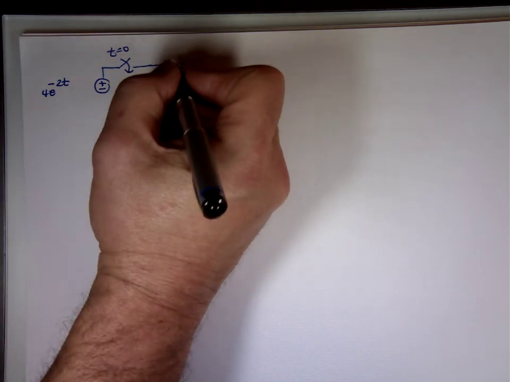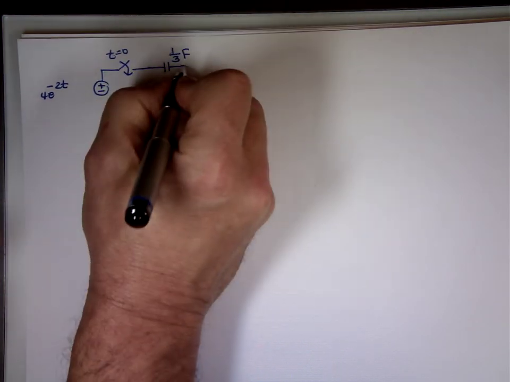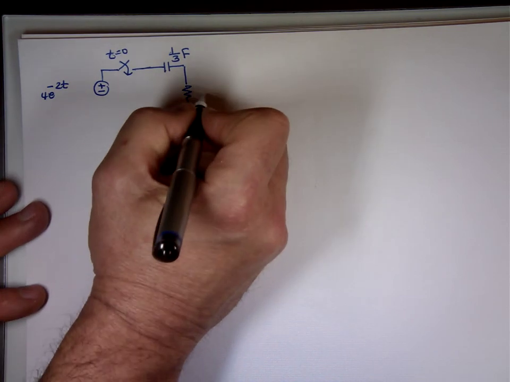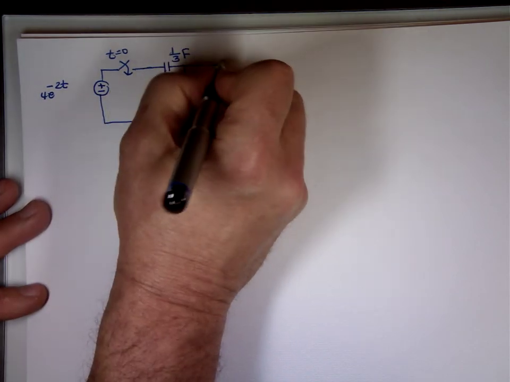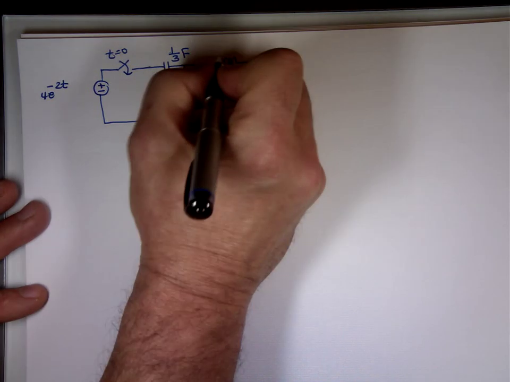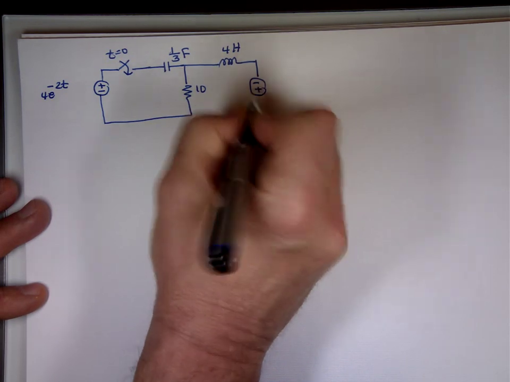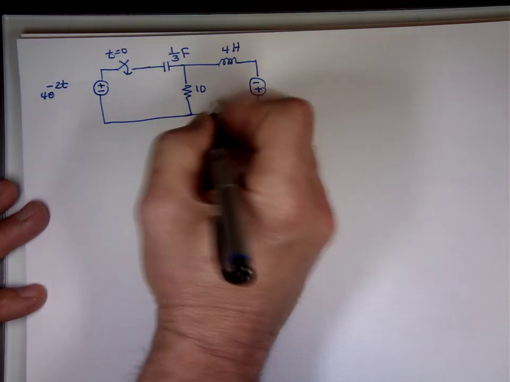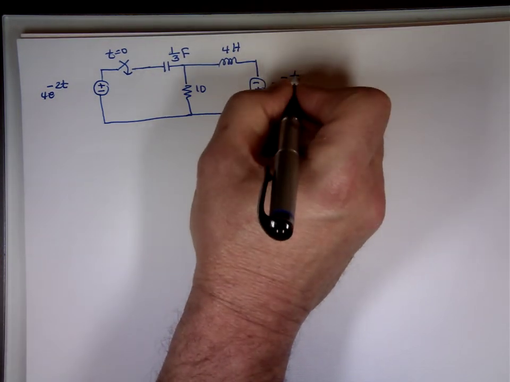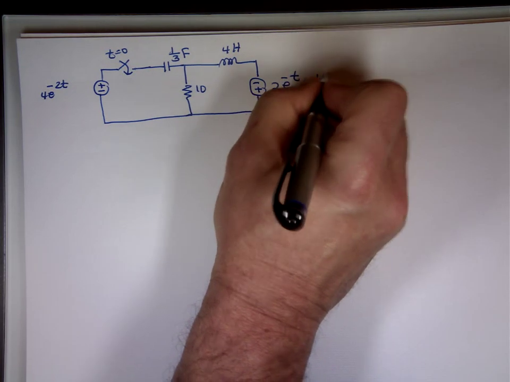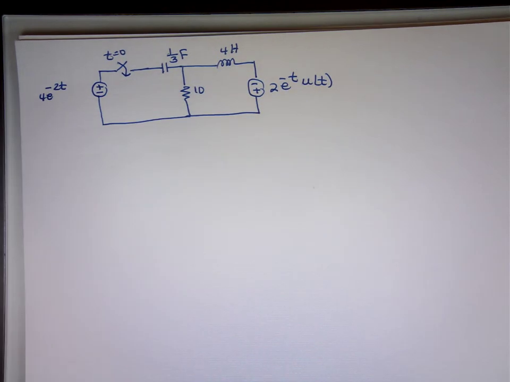You have a 1/3 farad capacitor here. You have a resistor here of 10 ohms. You have an inductor of 4 Henry, and you have a voltage source here of 2e to the minus t, u sub t. Again, that was a switch here, closing at t equals 0, but instead of putting switches, we use u sub t. Notice here, these are different functions.